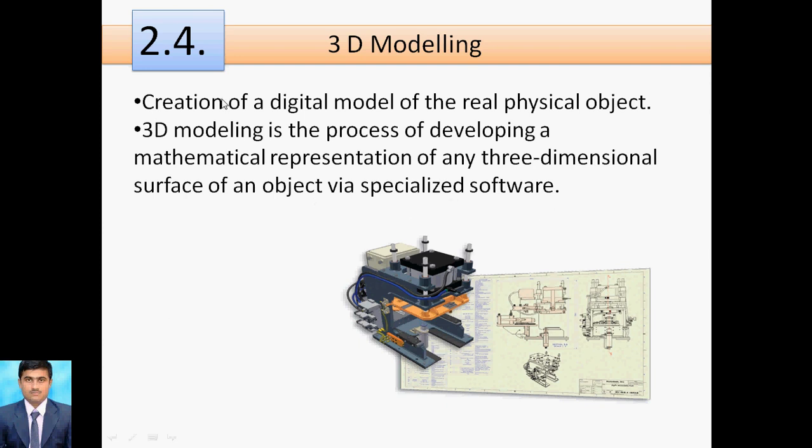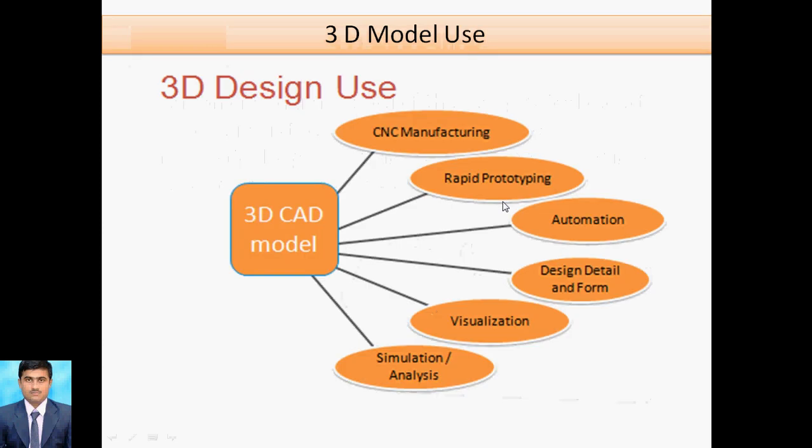So nowadays different 3D software is there, like Fusion 360, SolidWorks, Unigraphics, like that. Now we move to 3D model use. There are a number of applications for 3D models. If you draw this model, it is beneficial for CNC manufacturing, rapid prototyping, automation, design detail and form, visualization, simulation and analysis. So these are the advantages of 3D design use.